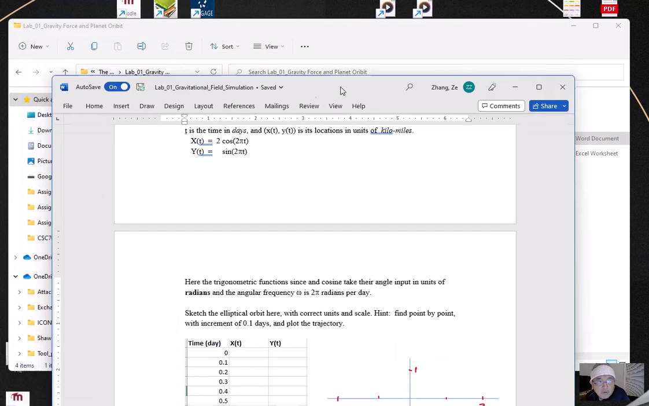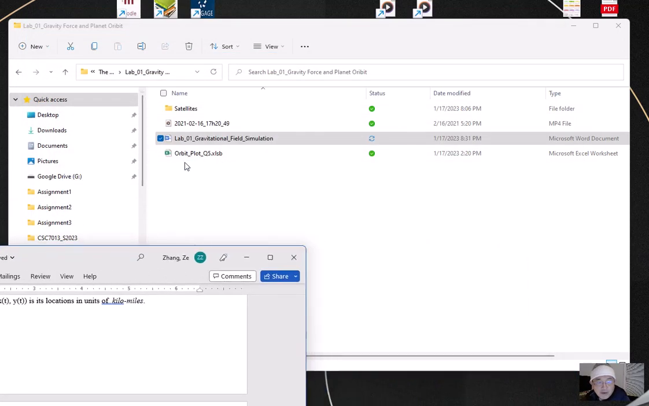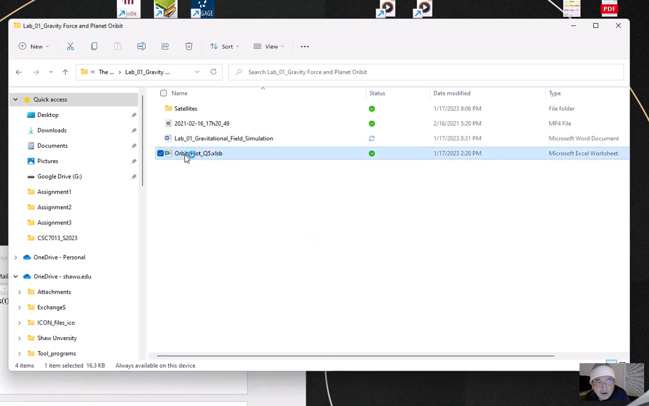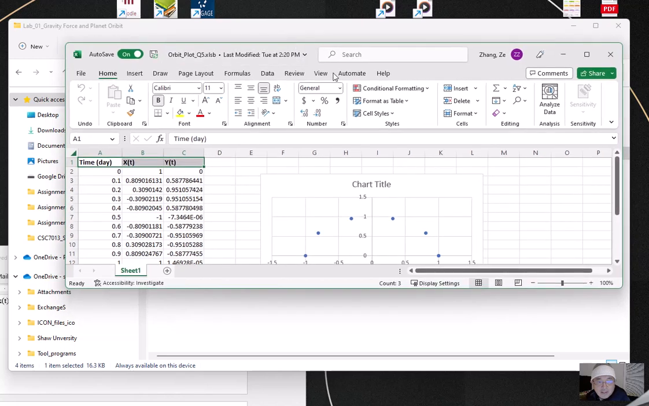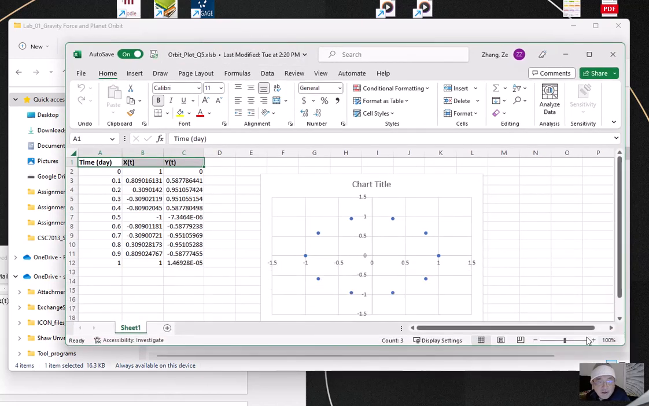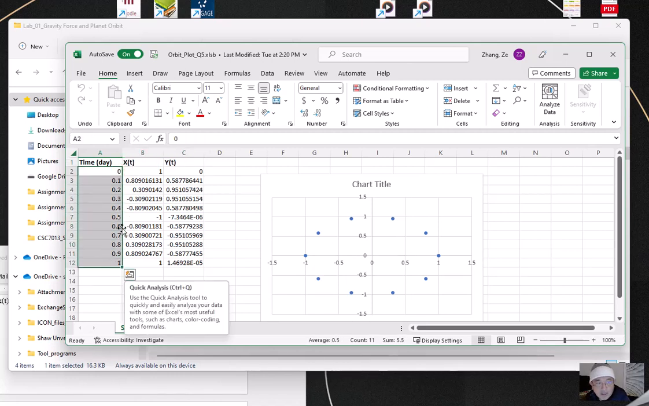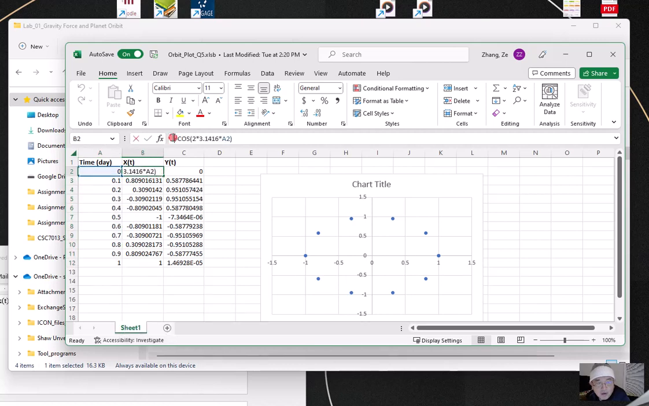Or if you want to be more advanced, tired of using a calculator, you can use Excel. But this is good enough. See, you have this x, and this is the original data. You have x and y. You just type in and click here. See, that formula is right here: cosine 2 pi, and that one is A2. So this one is A2.